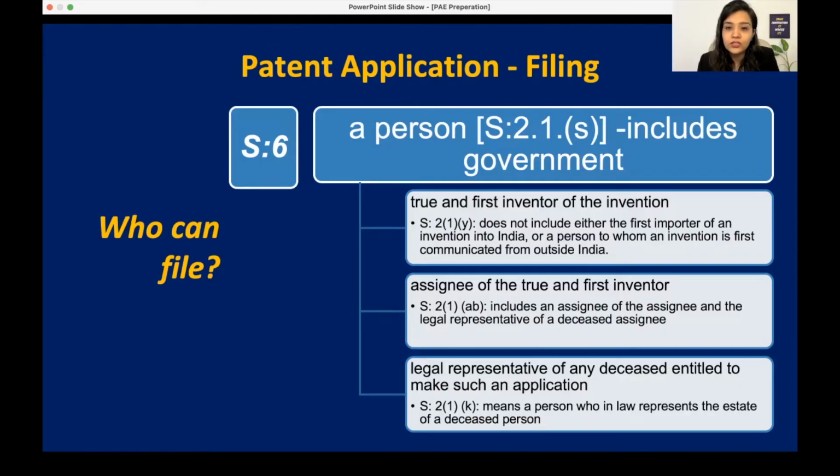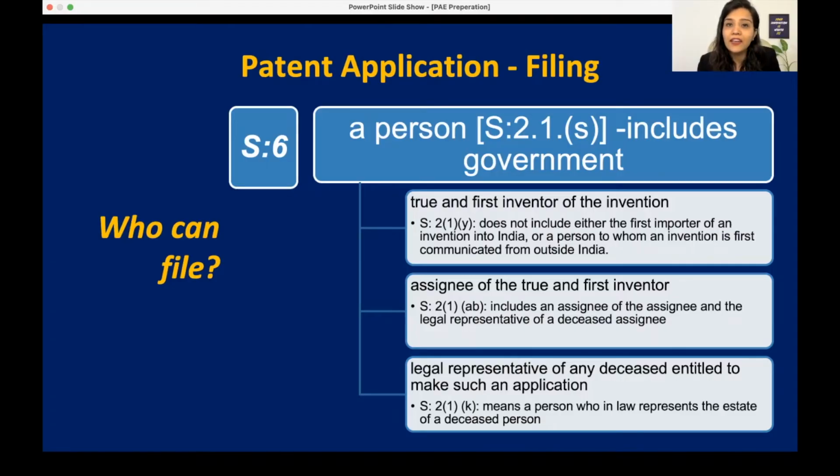Now we need to know the subsections or the sections which relate to this definition. Like in the last class also I told you, whenever we see a term, we try to see whether it is defined elsewhere in the act or not. So when we come to true and first inventor, we have section 2(1)(y), which says true and first inventor does not include either the first importer of an invention into India or a person to whom an invention is first communicated outside India. Now, what does this mean?